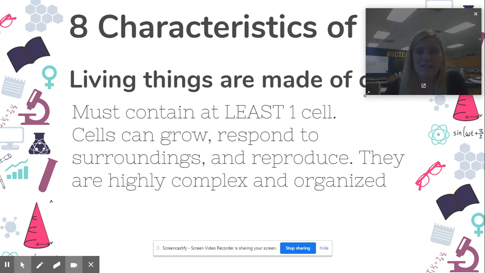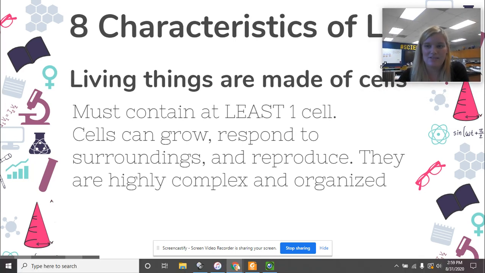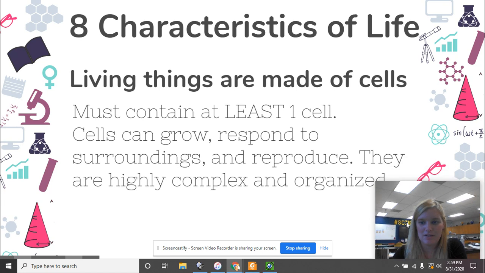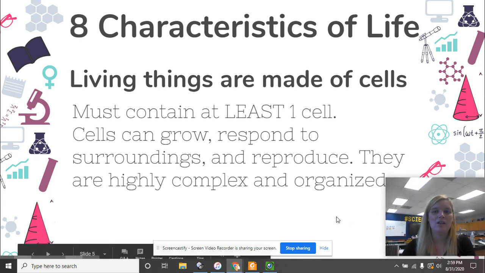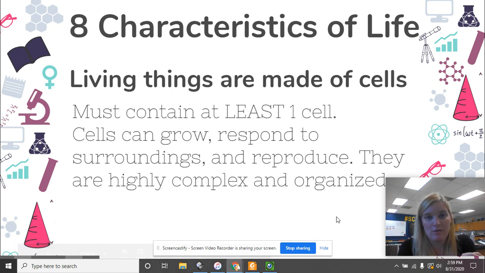So we're going to talk about the 8 main characteristics of life. Let's see if I can find a good spot to put myself so that you can see everything. Okay. So the first characteristic we're going to talk about, and the one that we're going to spend most of our first semester on, is living things are made of cells.